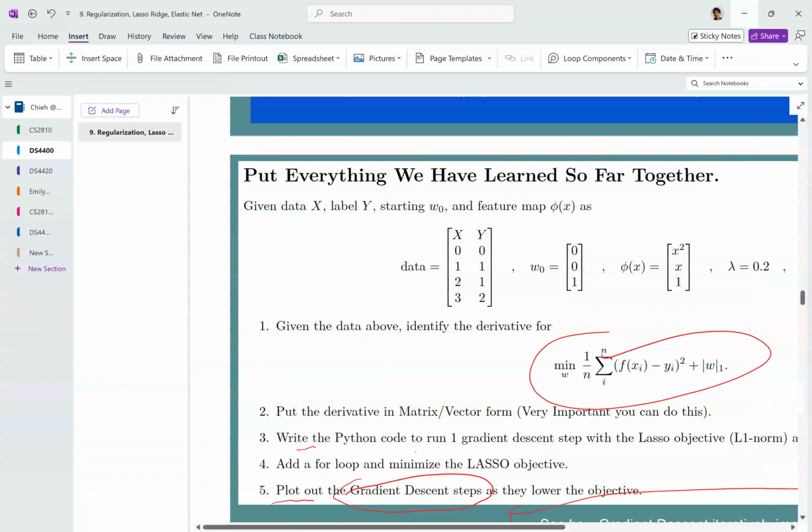Okay, so let me play the video for you. You can see that initially the line is not doing very well. And as you run gradient descent little by little with the lasso objective, the line is fitting this data a little bit better, a little bit better, a little bit better. You can see this.